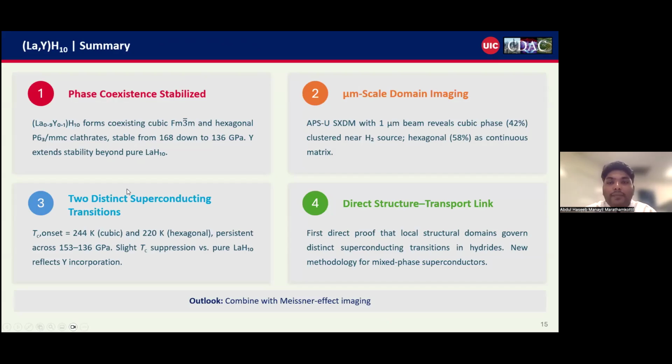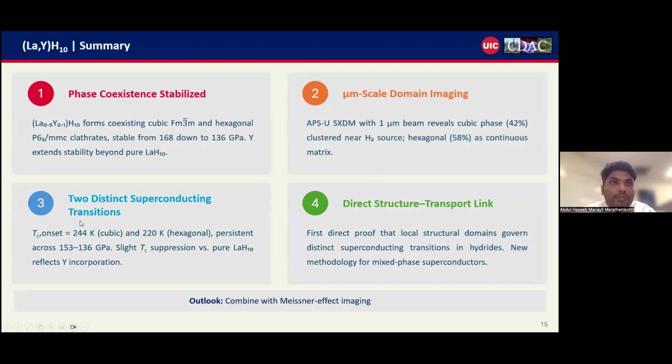So to summarize the LaY-H10 work in 4 points. First, phase coexistence is established by yttrium substitution. That 10% yttrium incorporation promotes coexistence of cubic and hexagonal clathrate phases from 168 GPa down to 136 gigapascals, well below the stability limit for pure LaH10. And second, the APS-U upgrade enabled the first micron scale phase imaging in a superhydride at megabar pressures. The cubic phase clusters near the hydrogen source and the hexagonal phase forms a continuous matrix.